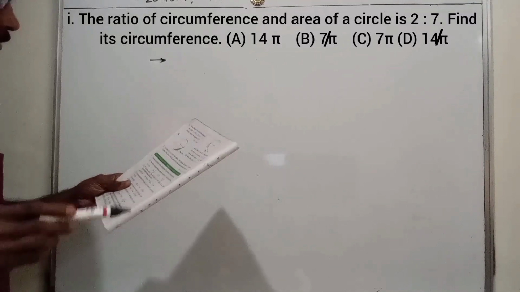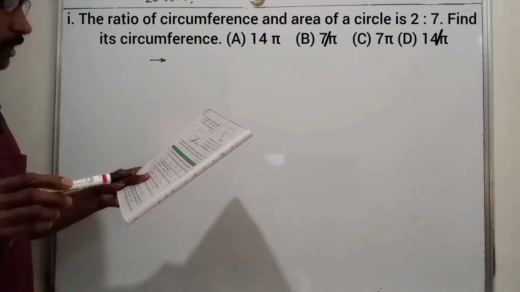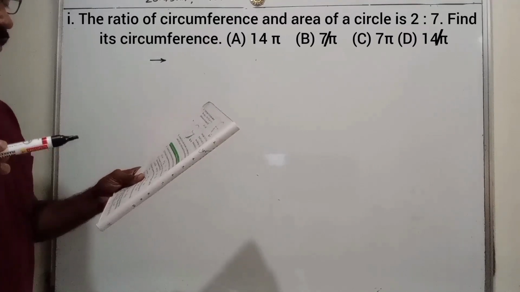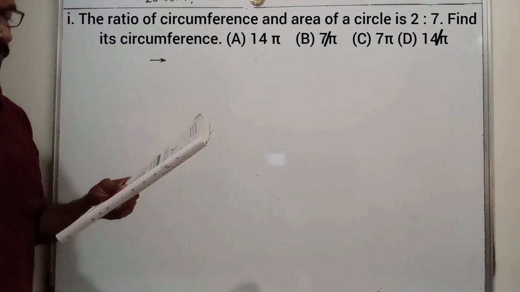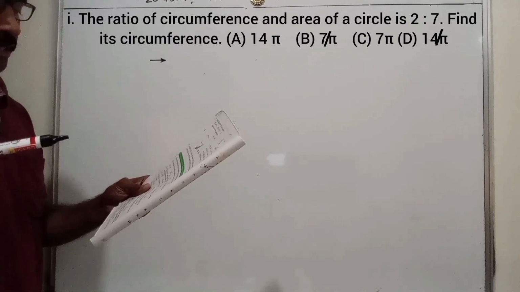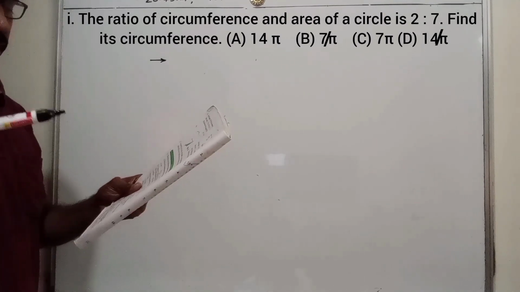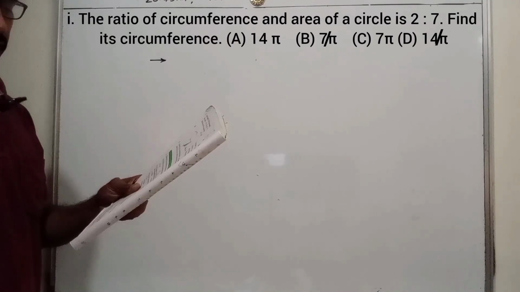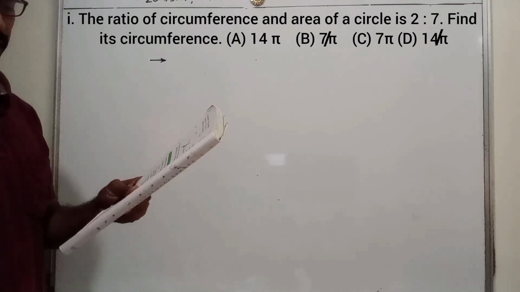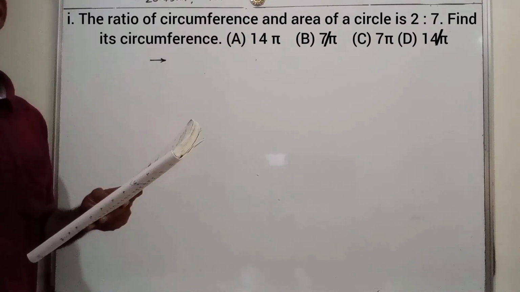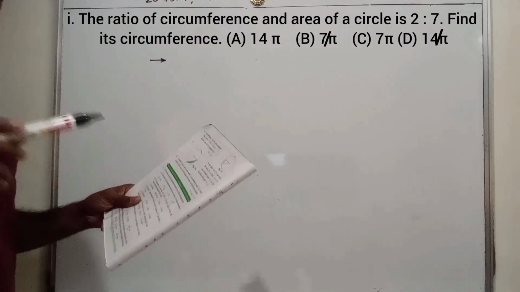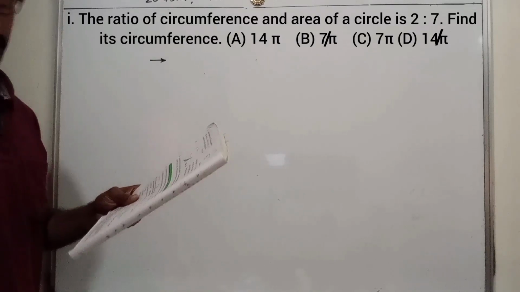Problem set 7. Question number 1. Choose the correct alternative answer for each of the following questions. Question number 1. The ratio of circumference and area of a circle is 2:7. Find its circumference in terms of pi. In terms of pi. This is not given, but I am telling you.